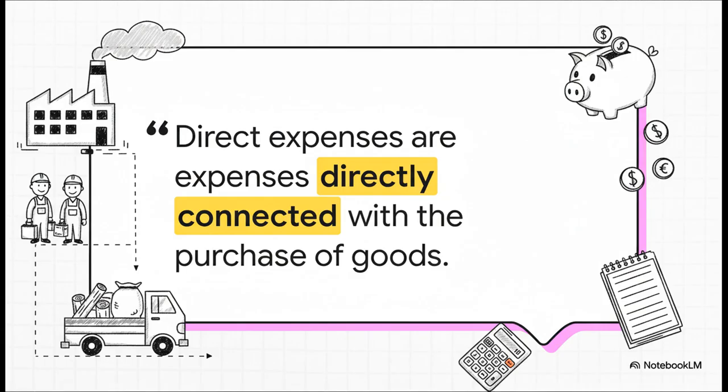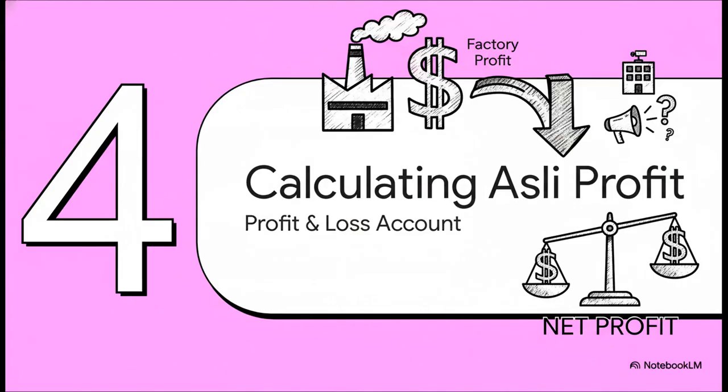So think of things like the wages you pay to the factory workers who are actually making the products, or a term you'll see a lot, carriage inwards. Don't let that scare you. It's just the transportation costs to bring the raw materials into your factory. Fantastic. So we found the factory profit.